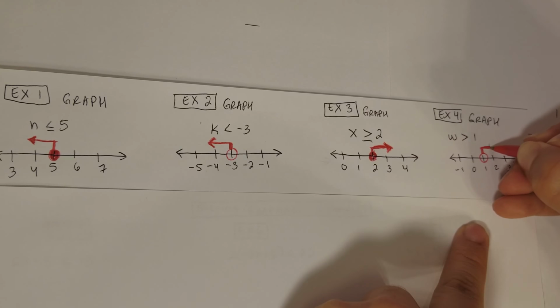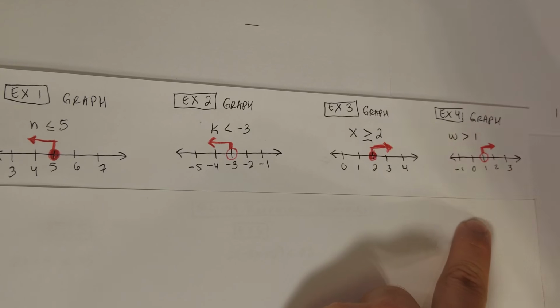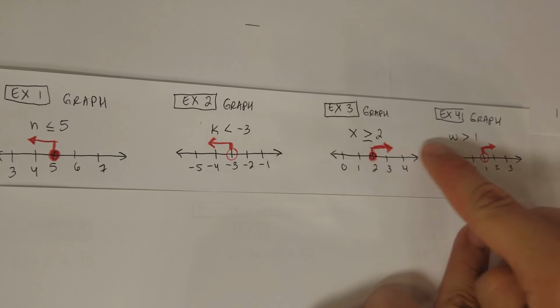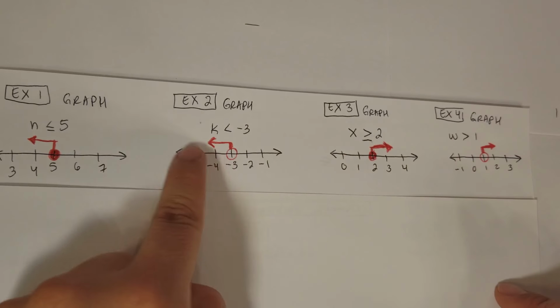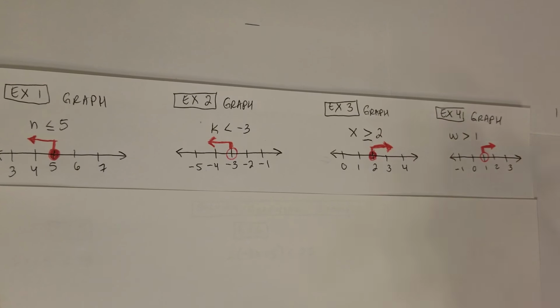All right, so if you guys can manage remembering those two situations, so when do we have an open, when do we have a closed circle, that has to do with the little line under it or not, and then when do we shade to the right, when do we shade to the left? If it's eating the variable, it's to the right. If it's not eating the variable, it's to the left. Okay, moving on to some harder stuff.